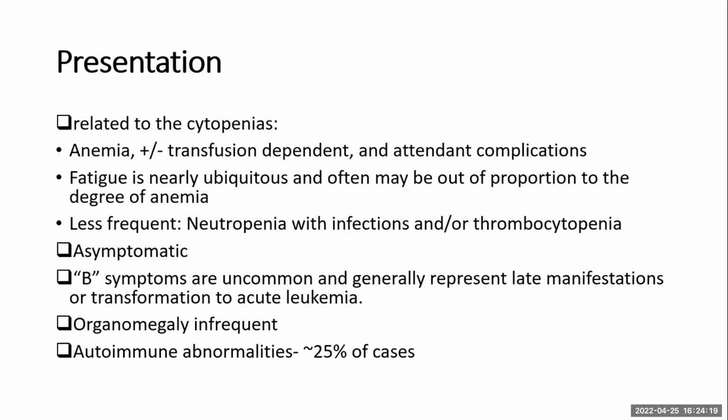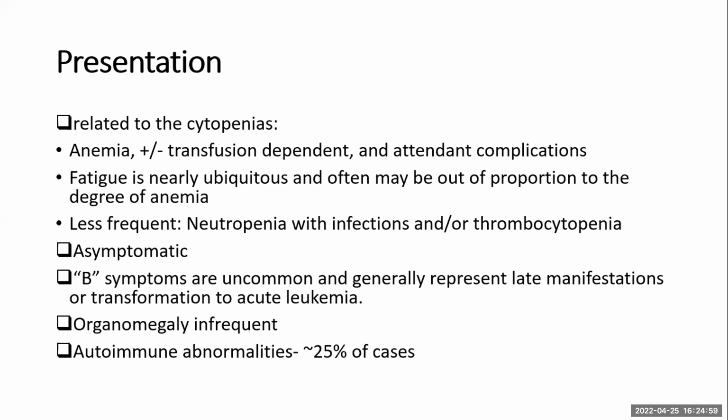And then in terms of the presentation, how do these patients with MDS present? The presentation may be related to the cytopenias that the patient may have. Anemia is the commonest cytopenia that we see in MDS. Patients can present with symptoms of anemia. They may be transfusion dependent, and of course, the attendant complications, including things like heart failure. And then fatigue is nearly ubiquitous and may often be out of proportion to the degree of anemia. So a lot of patients with MDS will report fatigue, even if the hemoglobin is not that reduced, but fatigue is quite a common symptom that is reported by these patients.